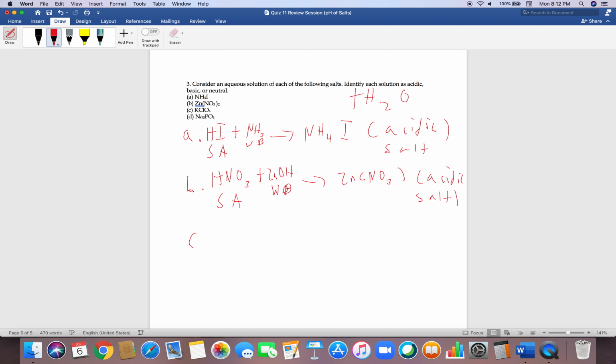Okay. C, we're asked about potassium perchlorate. So that must be coming from the perchloric acid, because that's where we're getting our hydrogen ion from, and that's a strong acid. And it's also going to be coming from potassium hydroxide, which is a strong base. So a strong acid and a strong base yield a neutral salt.